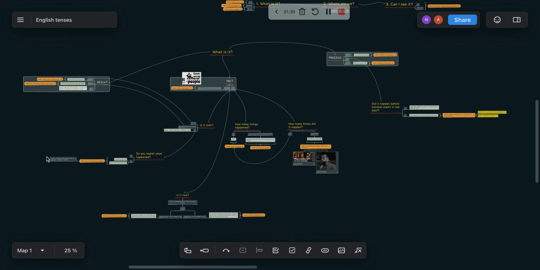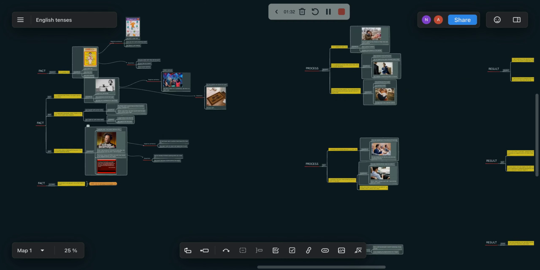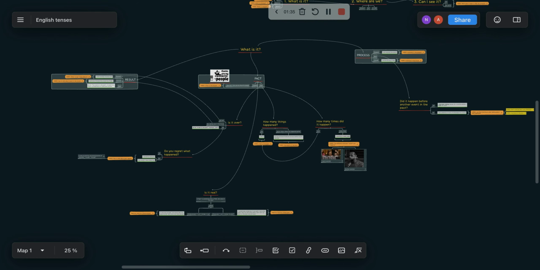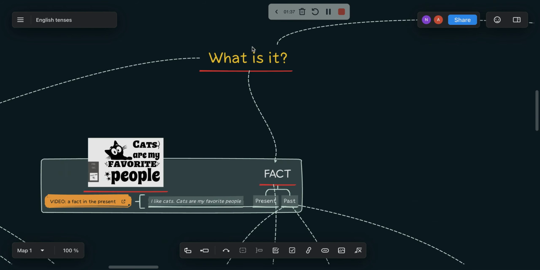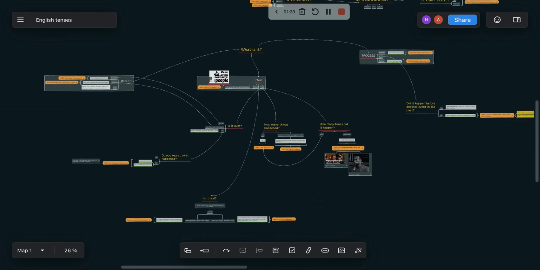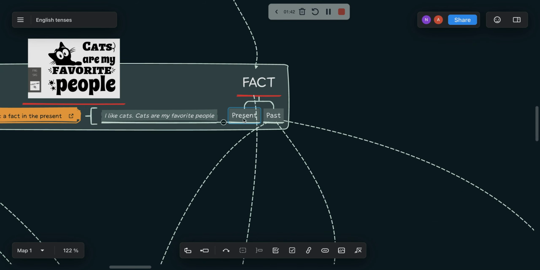Then this part helps you ask the right questions. And in this part, you will see examples. So how do you work with this part? The first question you ask is always the same. What is it? If this is a fact, you have two options. Is it a fact in the present or is it a fact in the past?